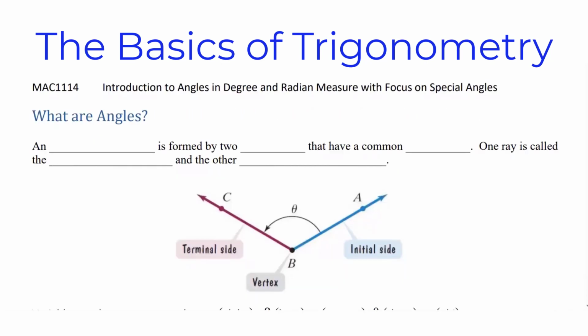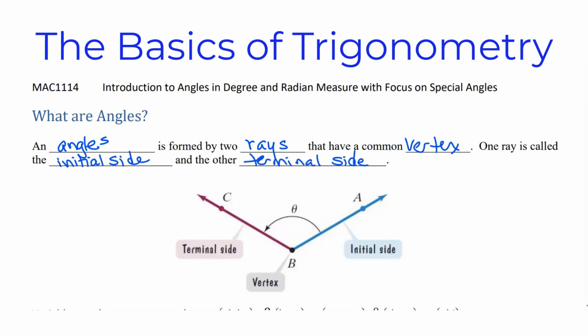The first thing we're going to talk about is what exactly do we mean by an angle? An angle is formed by two what? Does anyone remember from maybe geometry what these arrow things are over here? You have one that says initial side and one that says terminal side. Yes. Rays. Rays, very good. Formed by two rays that have a common what? Where do they meet? At the vertex, right? So they have a common vertex. One ray is called the initial side, and the other is called the terminal side.